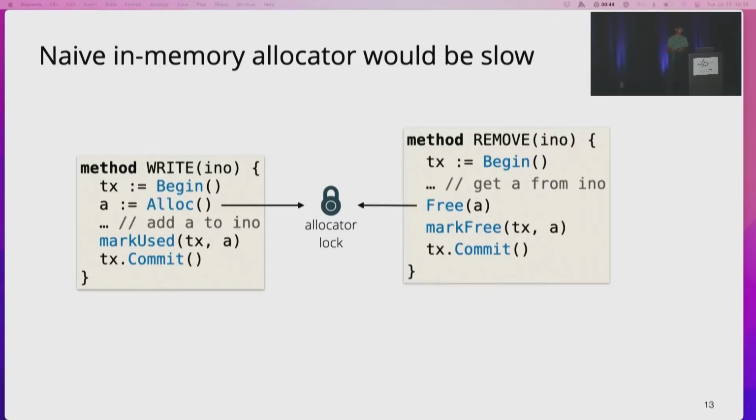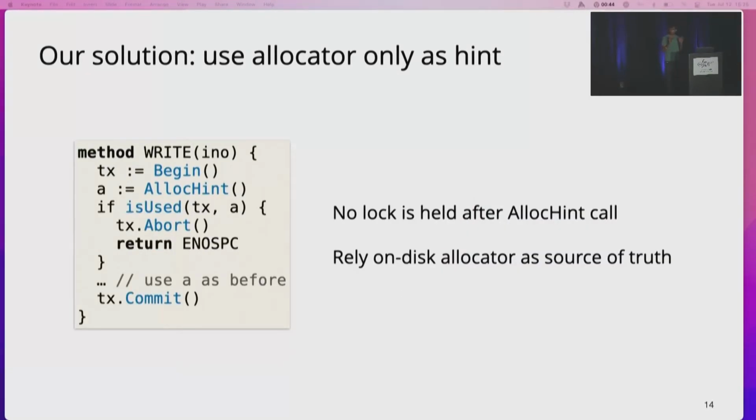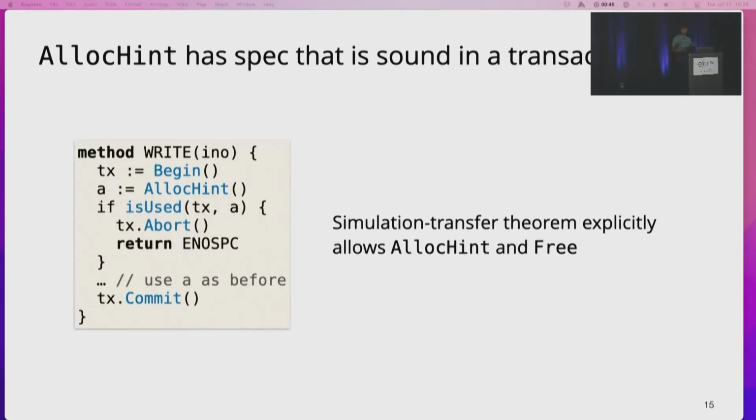So our solution to this problem is to first make the allocator efficient by not holding a lock throughout the whole transaction. However, now this is not really an allocation operation. We replace it with this weaker alloc_hint operation. And you can see in this code that the result of the alloc_hint call is checked against the on-disk allocator state. And that on-disk allocator state is really the source of truth for allocation in the whole system. As a result of making this change from alloc to alloc_hint, we can actually incorporate it soundly into the transaction system. Even though we release a lock early and this doesn't appear to follow the two-phase locking discipline, we're able to still verify simulation transfer just because alloc_hint has a much weaker specification that allows it to return potentially stale allocation decisions.